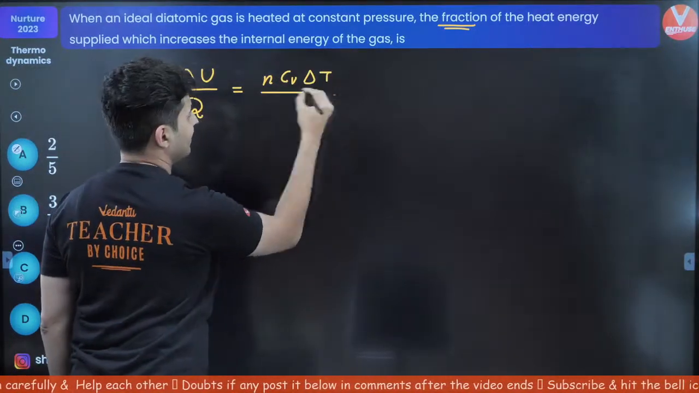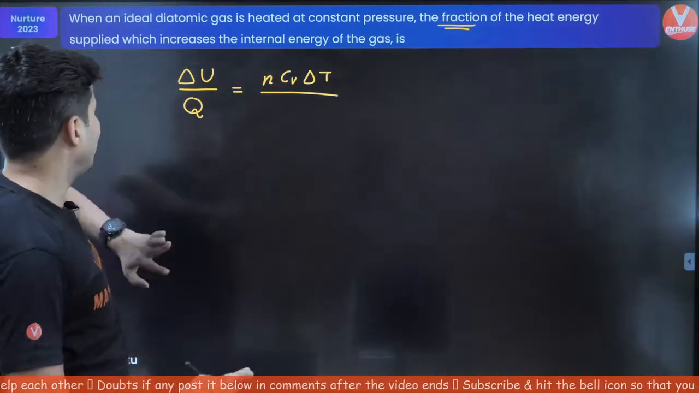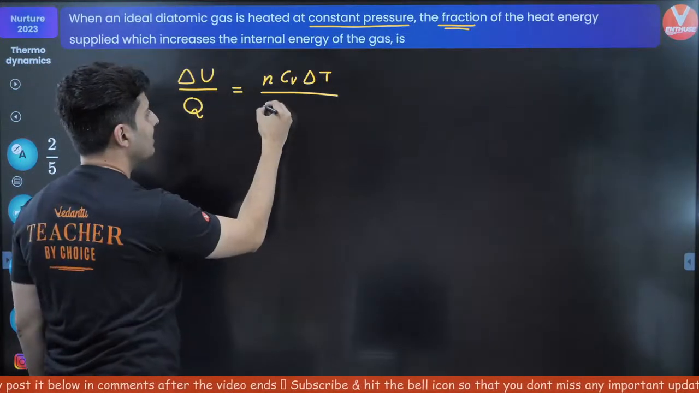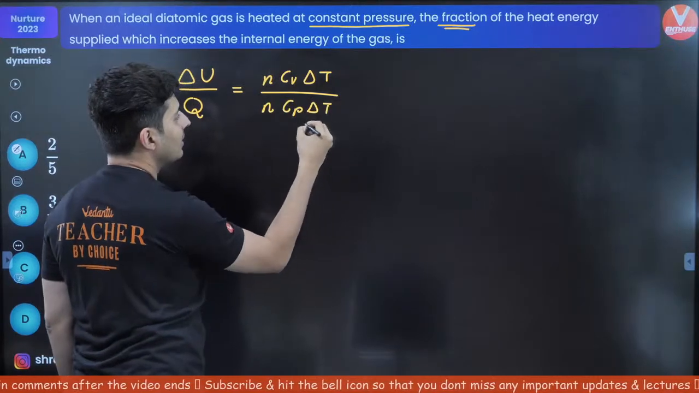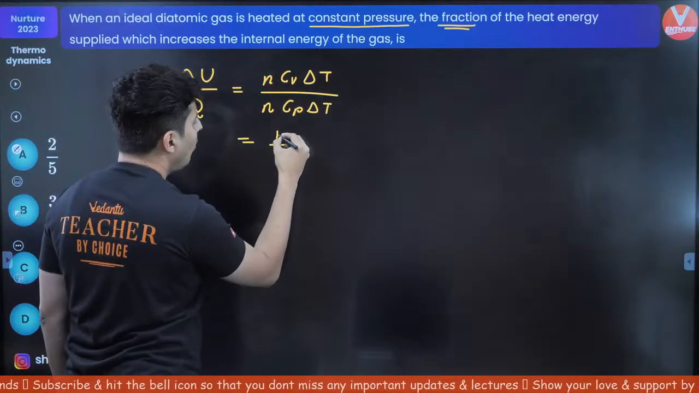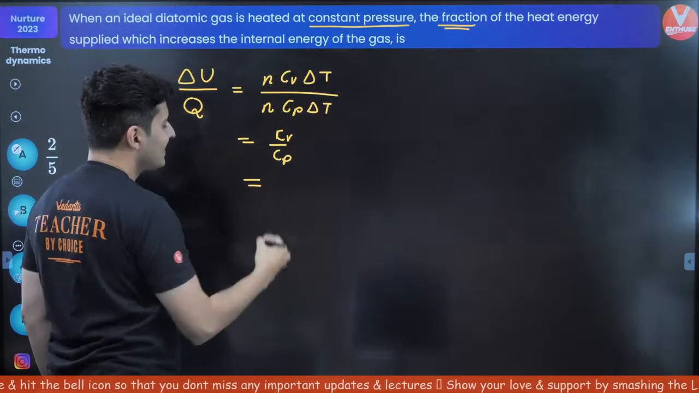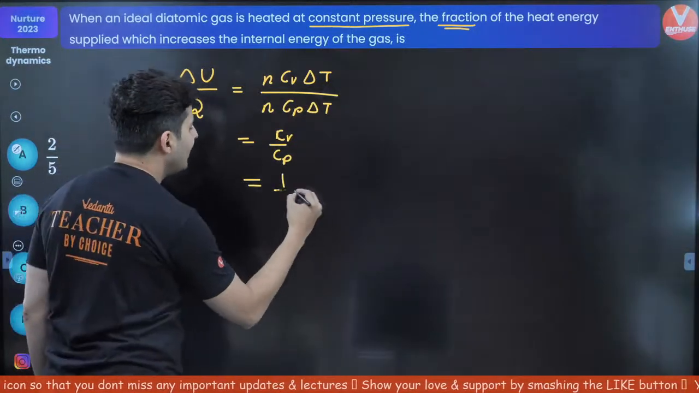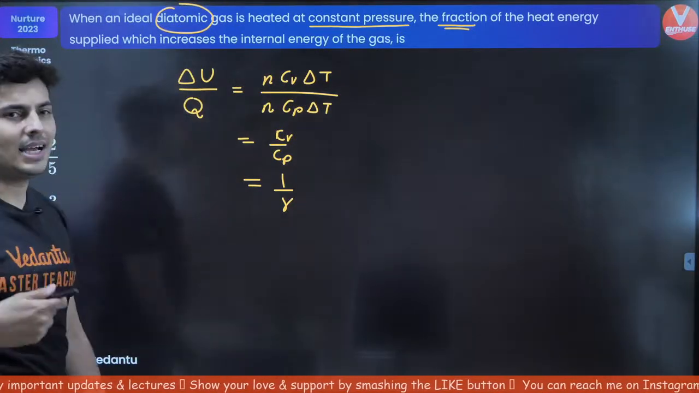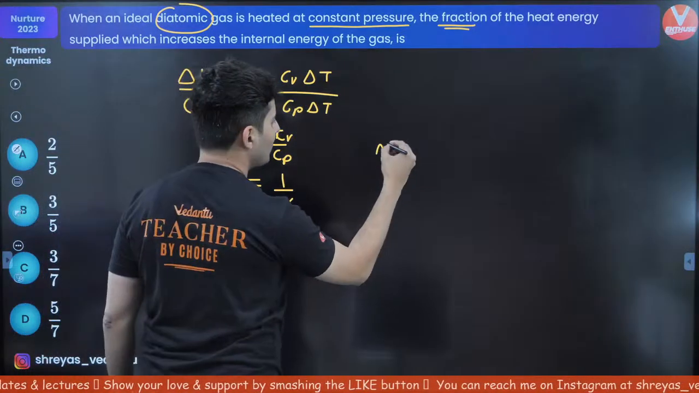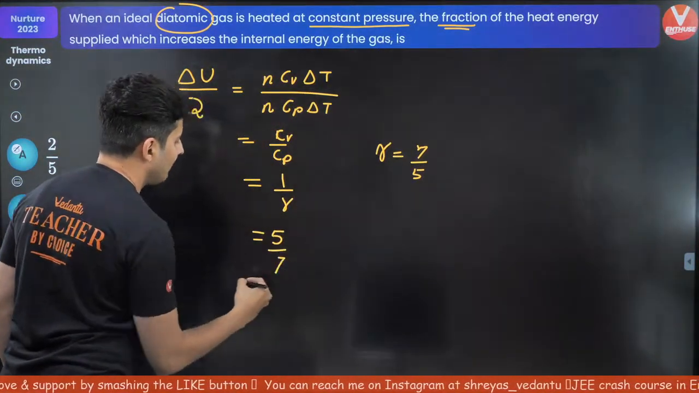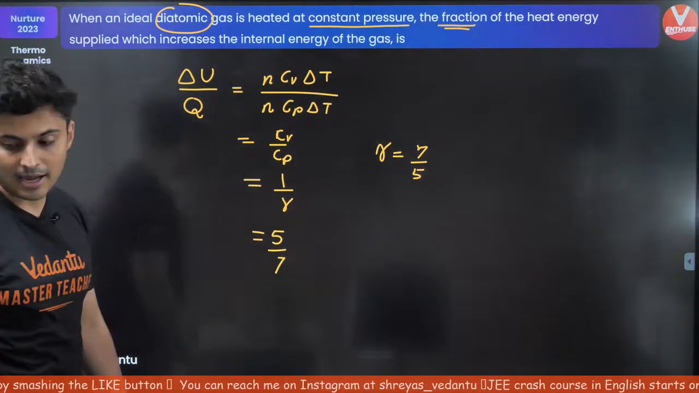Now delta U is always nCv delta T. Always. I have told you this. It's always, no matter which process you take. Q, it's at constant pressure, that means it is nCp delta T. Delta T gone. n cancels, Cv by Cp. Oh, wait a minute. I know this. Cp by Cv is gamma, Cv by Cp is 1 by gamma. And what kind of gas it is? It's a diatomic gas. I know gamma is 7 by 5, right? It's 7 by 5, so this will be 5 by 7. Do I have such an option? Yes, I have. D.